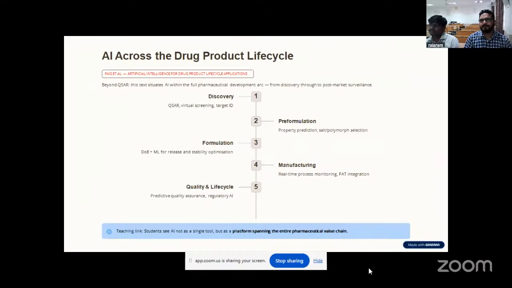So AI across the drug product life cycle: you can see, starting from the discovery by using QSAR, virtual screening, targeting a particular receptor by different IDs, pre-formulations, formulations, manufacturing, and going through various regulatory bodies, quality and life cycle. These are also available in Pace et al. That is a very good article, I found it. Students can use it: Artificial Intelligence for Drug Product Life Cycle and its Applications. Applications are very nicely mentioned in this article. So it will be useful, I believe, for the students.